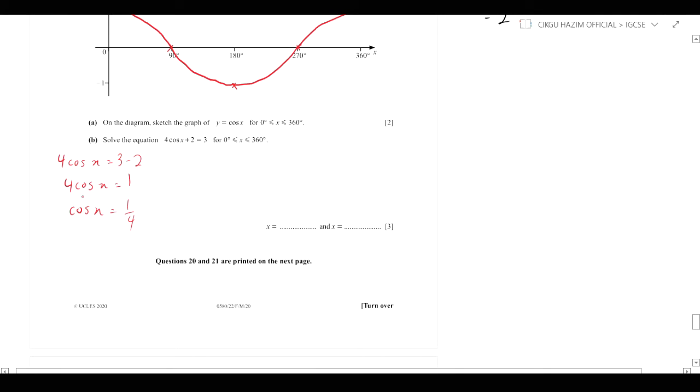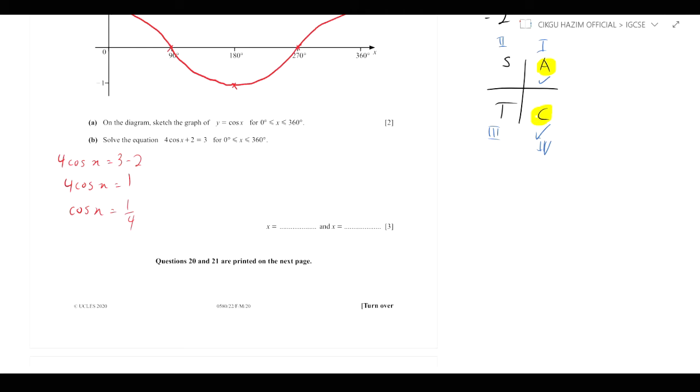We already have cos x equal to something. Look at 1 over 4. Is it positive or negative? This is a positive value. So go back to the ASTC graph. Where is cos positive? It is quadrant 1 and quadrant 4. You need to memorize this too. Here quadrant 1, here quadrant 4, where quadrant 2 is here, quadrant 3 is here.